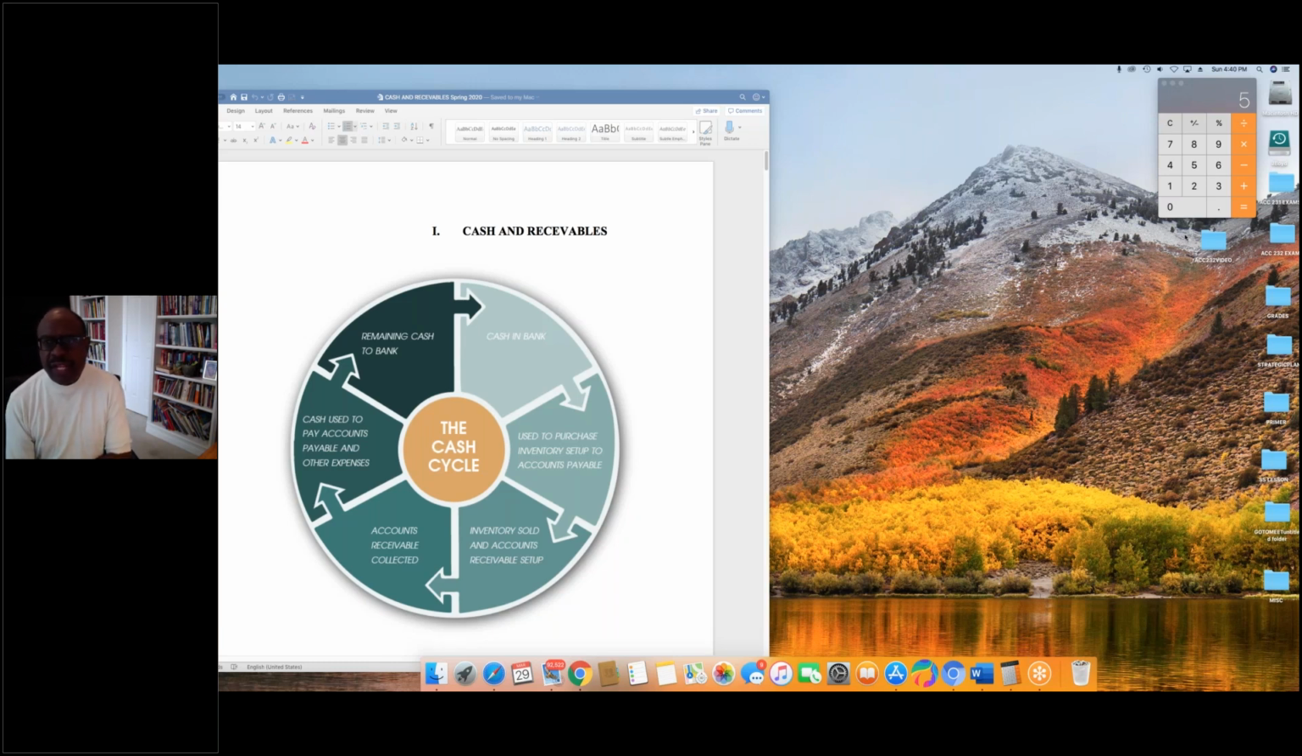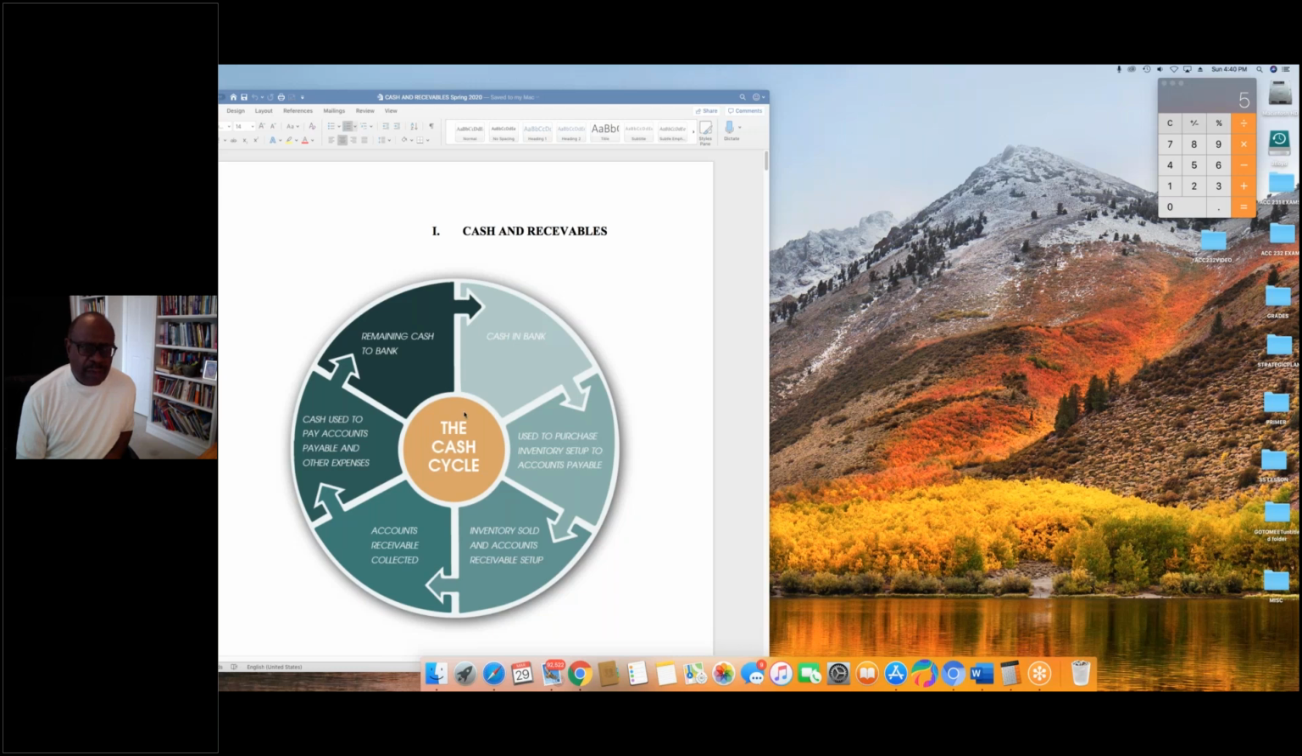In our session today, we want to look at cash and receivables. And you see the cash and receivables cycle. We start a company with money in the bank. We use that money to purchase inventory and set up accounts payable. We sell the goods on credit. We then pay for what we bought. And then we collect money to return it to the bank. And hopefully we have a cash balance.